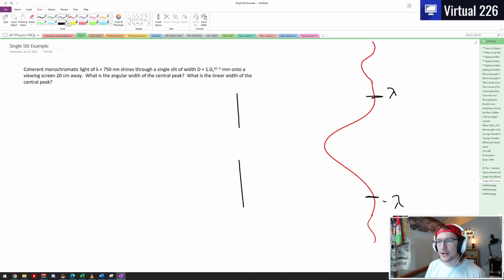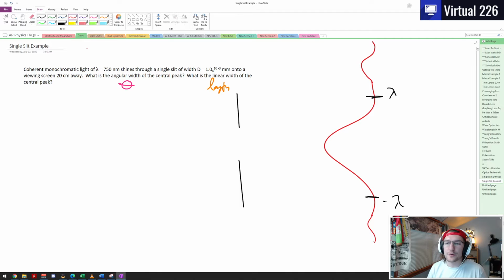So what we're trying to do in this problem is find the angular width of the central peak. An angular width is actually an angle theta. And then we're trying to find the linear width, like in centimeters or meters, so just some actual length of this central peak.